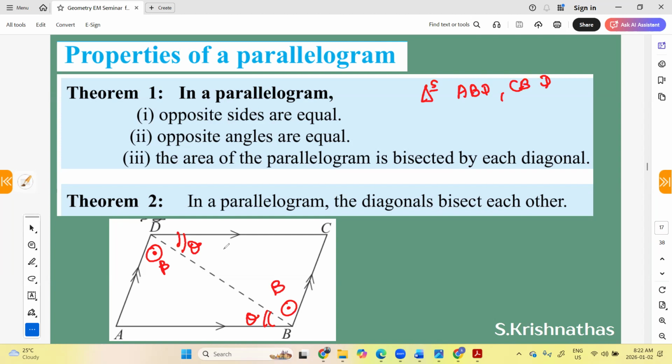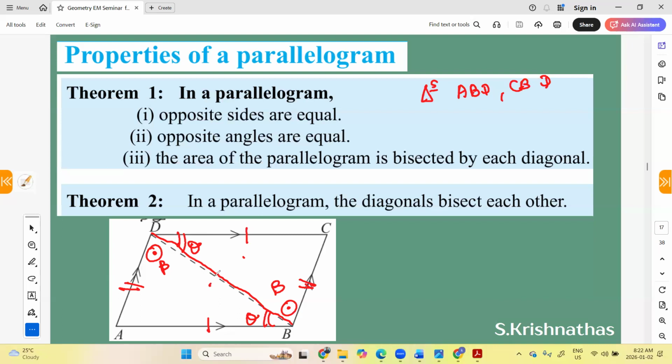Now, students, DB is the common side in these two triangles. So the two triangles are congruent. These two triangles are congruent according to the case, angle side. So if the two triangles are congruent, corresponding elements are equal. AB equal to DC and AD equal to BC. First you have to prove these two triangles are congruent.